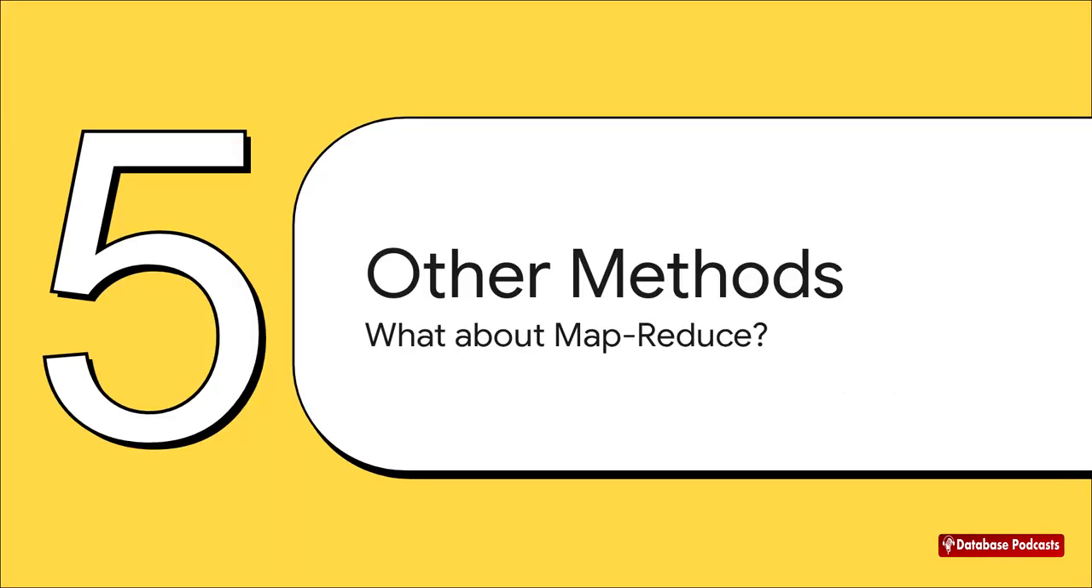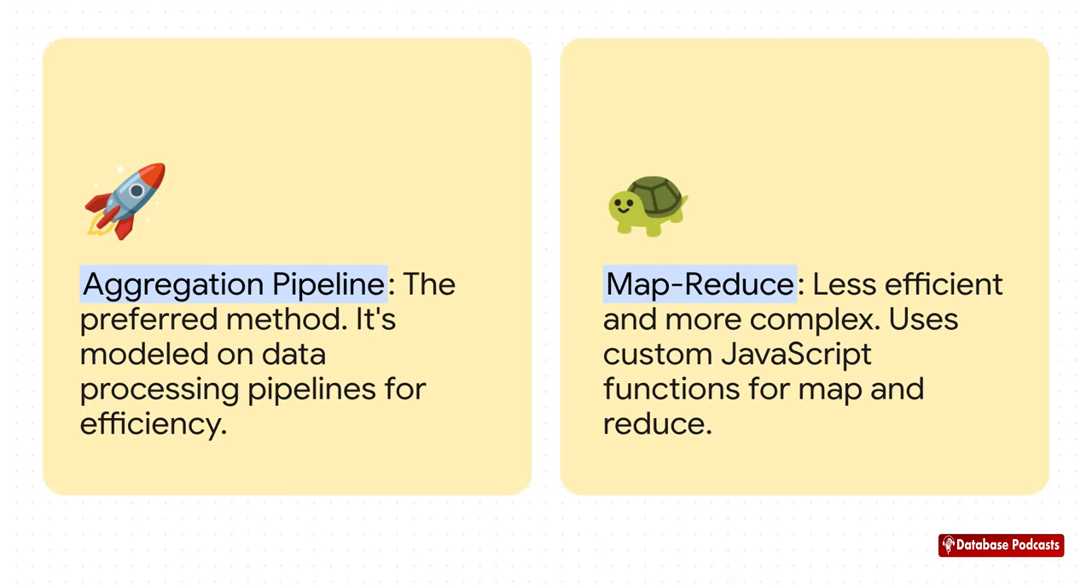Now, just to be thorough, I should mention the pipeline isn't the only way to do this. Some of you out there might have heard of another method called MapReduce, and you might be wondering about it. So why did we spend all our time on the pipeline? Well, long story short, for almost everything you will ever need to do, the aggregation pipeline is hands down the better choice. It's built in native C++ code, it's super optimized, it's fast. MapReduce, on the other hand, runs on custom JavaScript functions, which is almost always slower and honestly a lot more complicated to deal with. So, rule of thumb, always reach for the pipeline first.